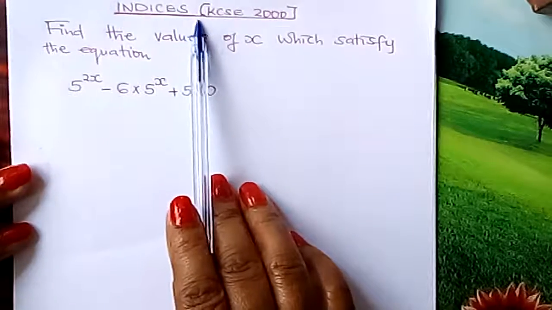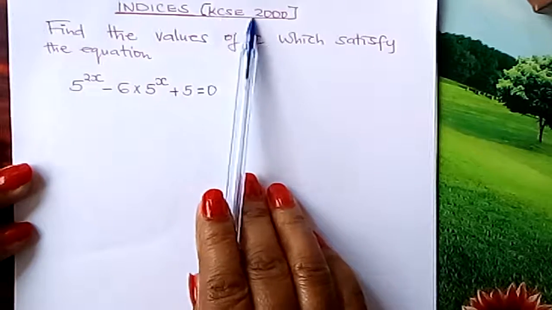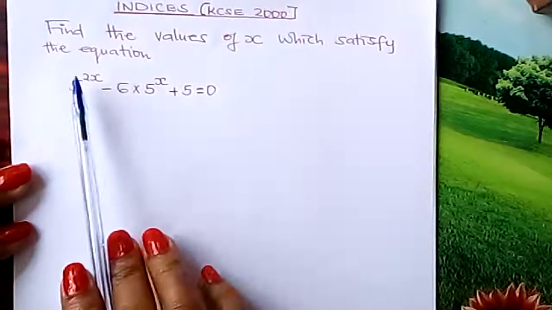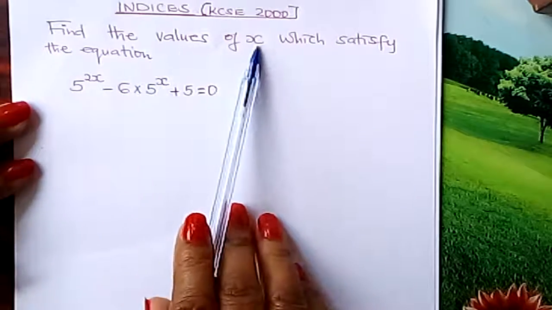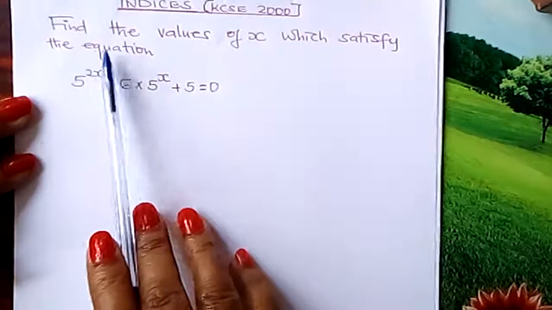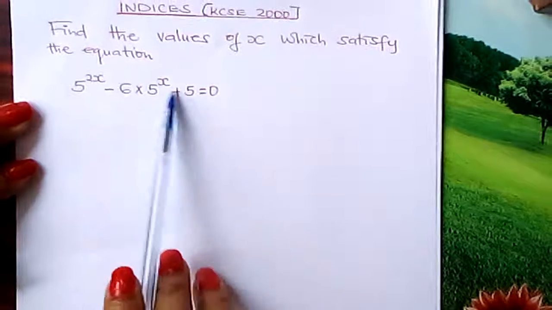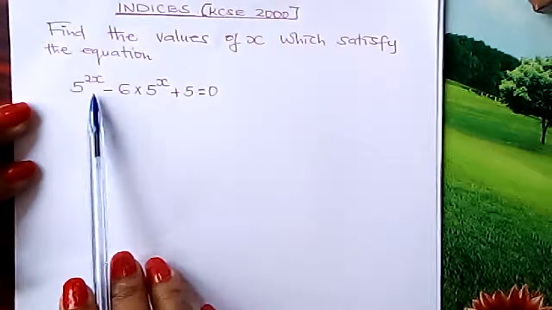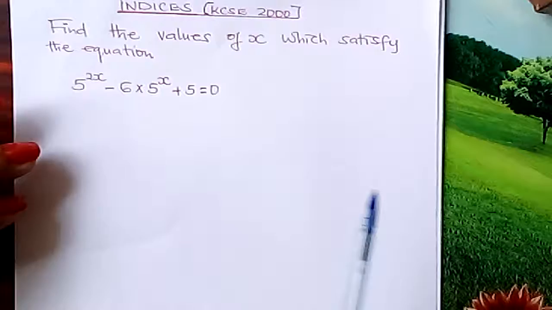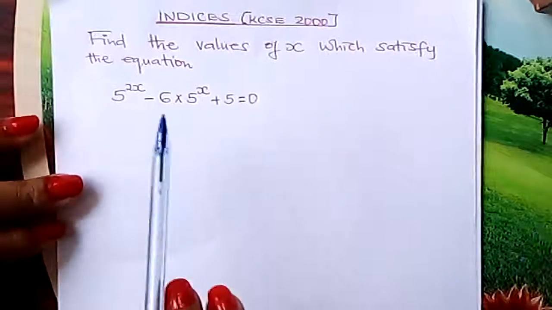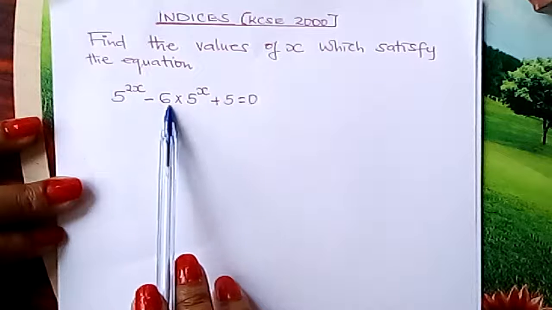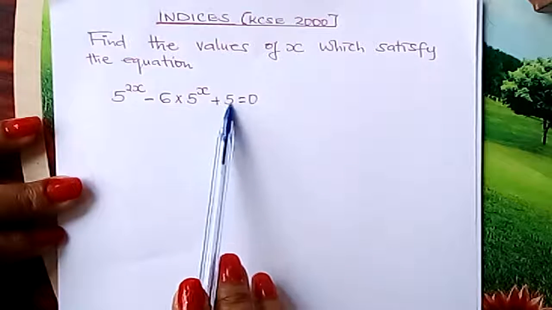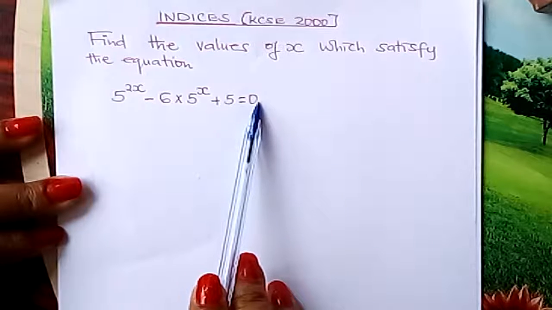Let us look at this question which was tested in KCSE in the year 2000. Learner, the question reads: find the values of x which satisfy this equation. So learner, we look at this equation: 5 raised to 2x minus 6 times 5 raised to x plus 5 is equal to 0.